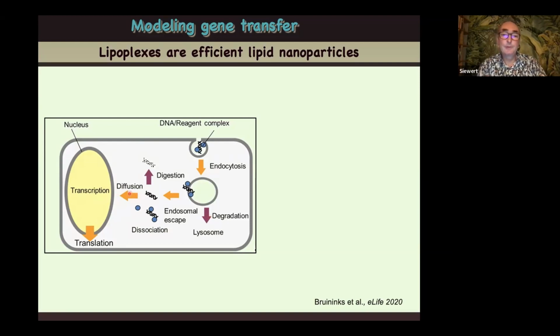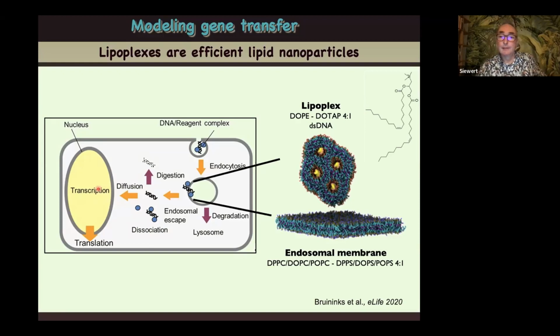But if it can escape from the endosome, it can actually diffuse into the cytosol and eventually reach the nucleus and be transcribed. And this is what you want to do if you want to do gene delivery. This is also the thing that is used in the corona vaccines that have made our life so much easier. In that case, the mRNA is being delivered in a very similar way.